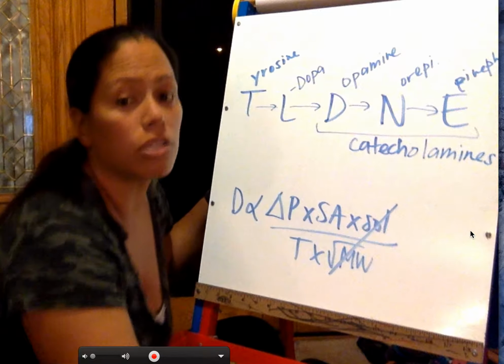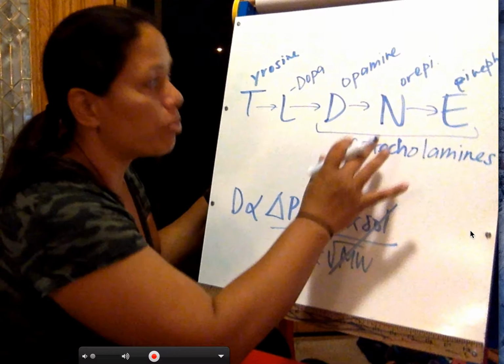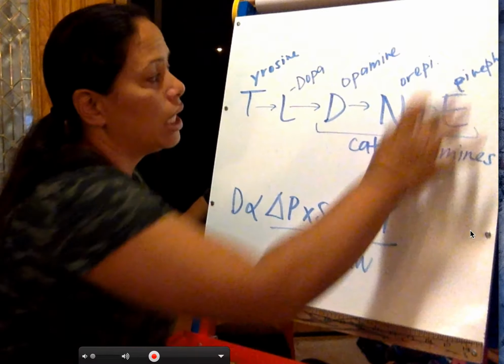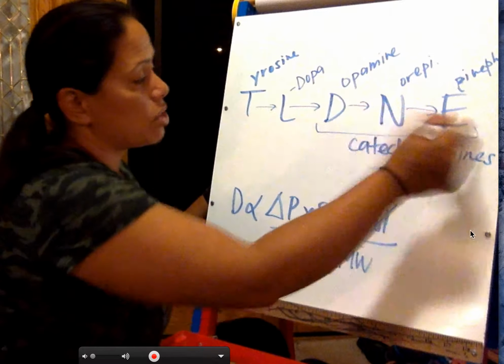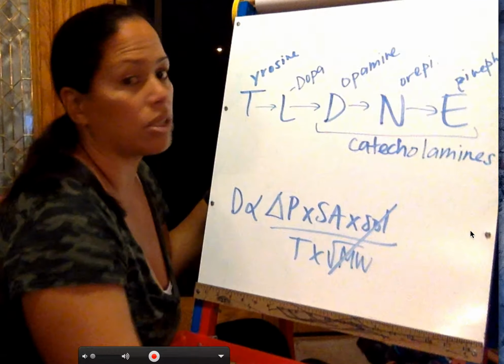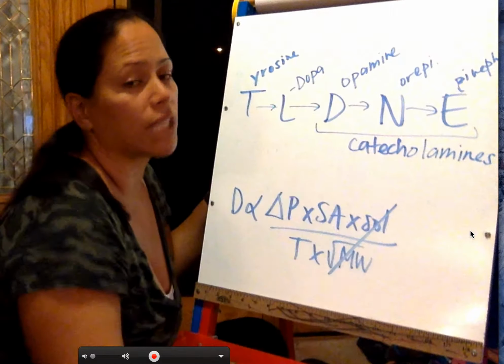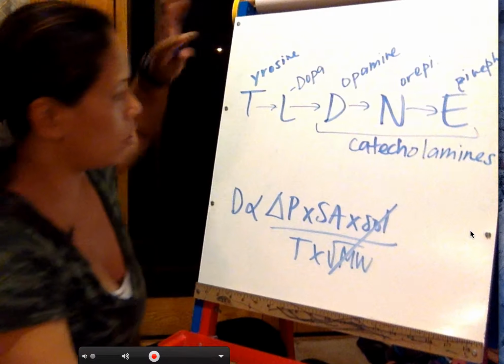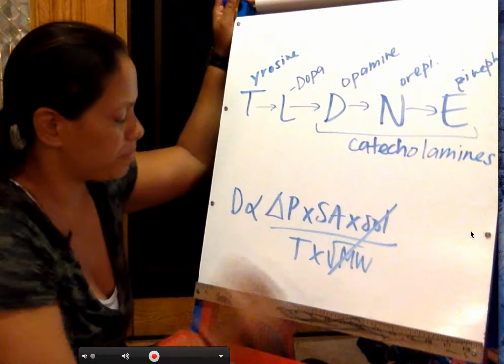Okay, epinephrine is also known as adrenaline. So norepinephrine is also noradrenaline, and so on and so forth. So these three last ones are huge for binding to different receptors and triggering different cascades in our body. What we want to look at is this.